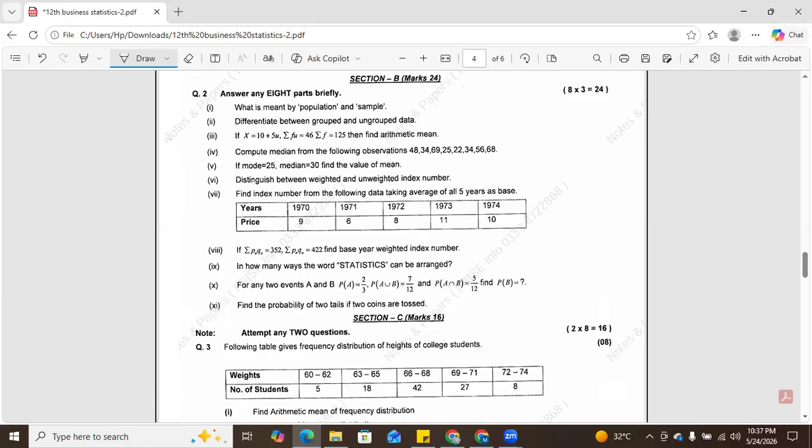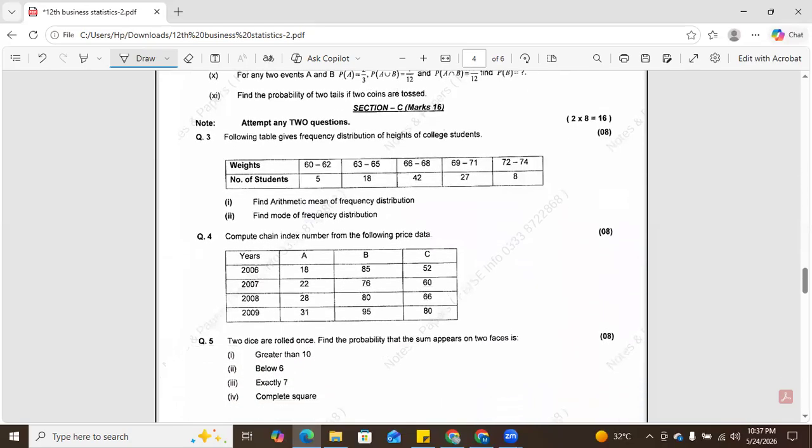In Section C, these are 3 questions. You have to attempt 2. The following table gives the frequency distribution of heights of college students. Find the arithmetic mean and the mode of the frequency distribution. So this is the given data. Compute chain index number from the following price data. Number 5 is two dice are rolled once, find the probability that the sum appearing on two faces is greater than 10, below 6, exactly 7, complete square.